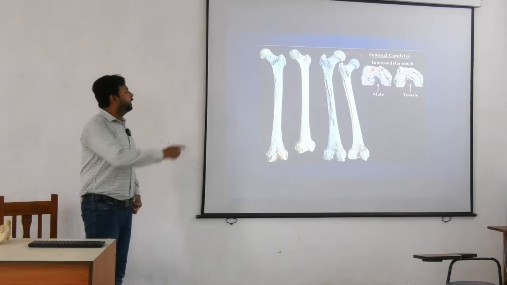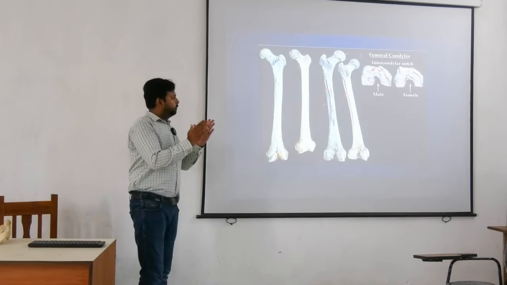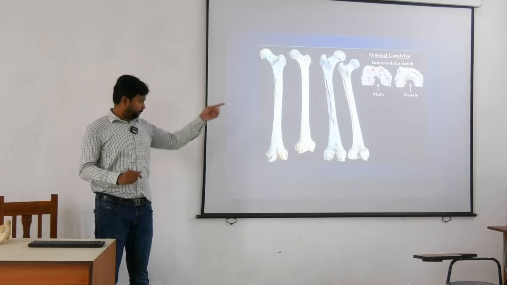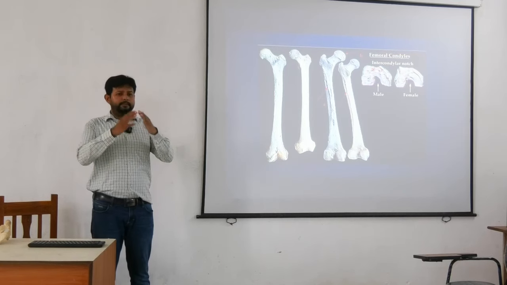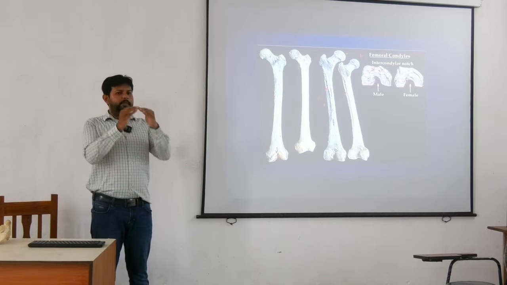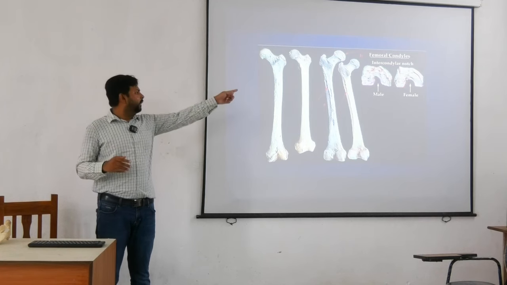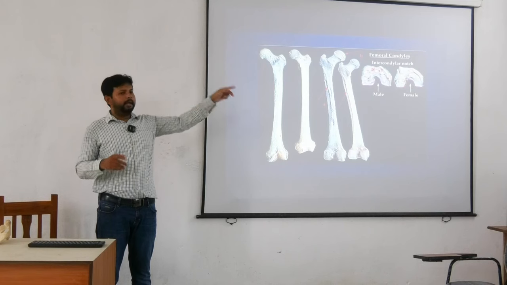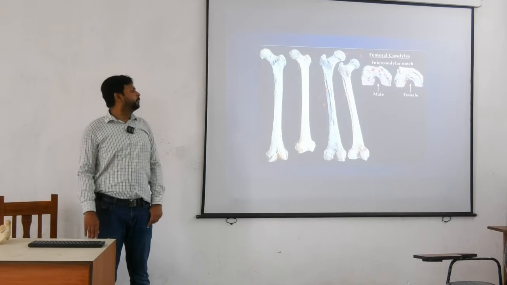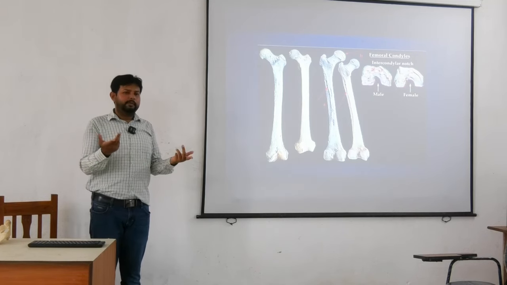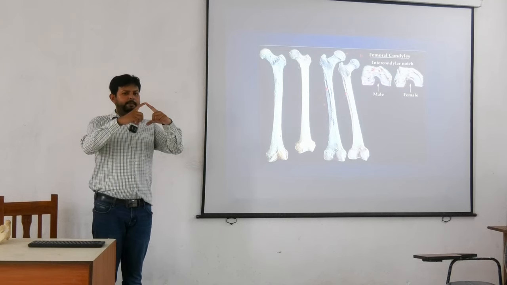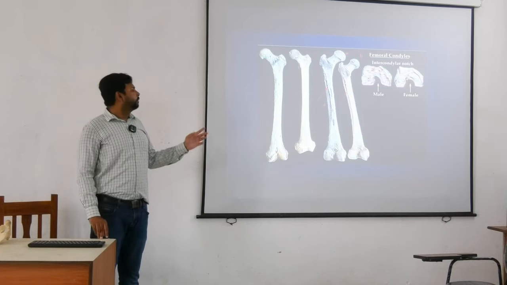Another thing is the intercondylar notch. The notch is acute, meaning narrowed, in males, whereas in females it is wider, U-shaped. U and V: male is more like V and female is more like U, okay. The pelvis is also the same, the angle will be V-shaped in males, U-shaped in females, okay.